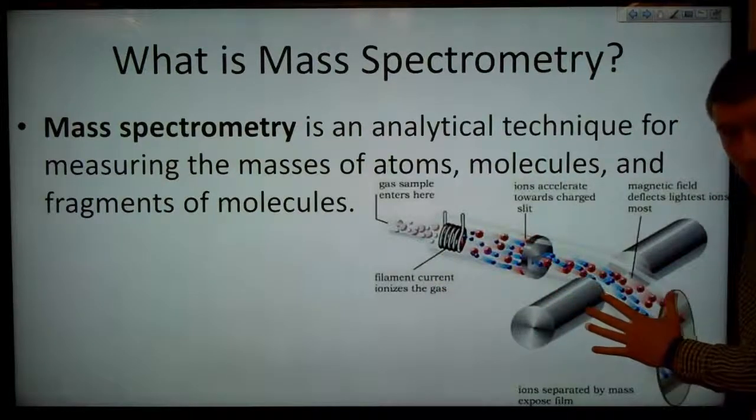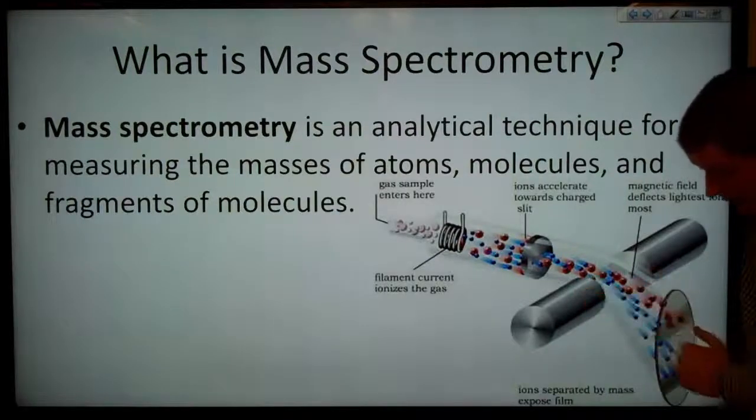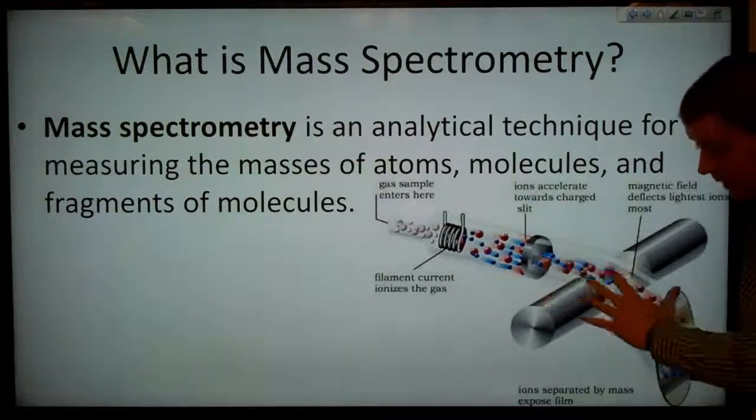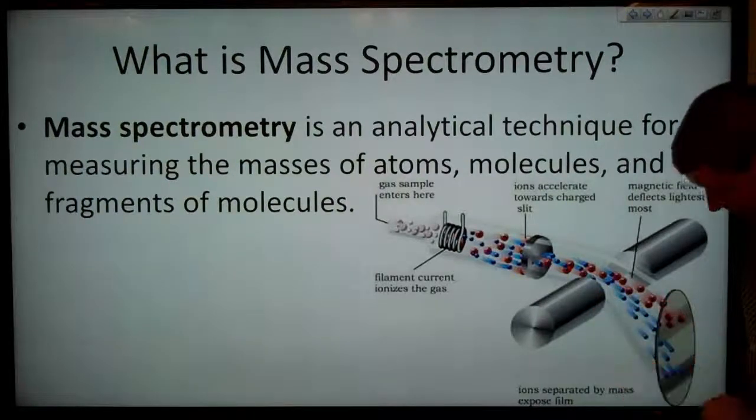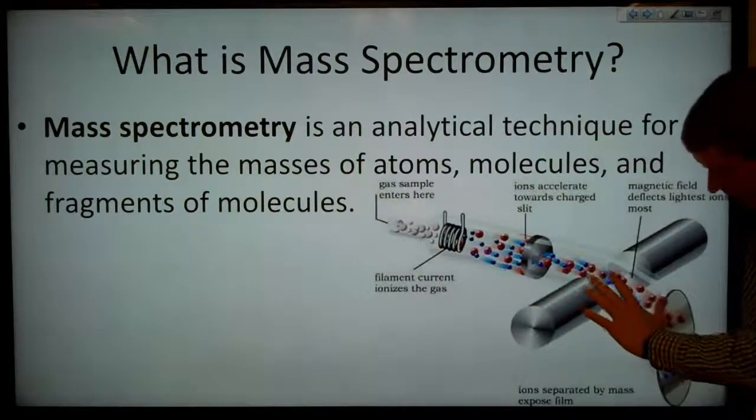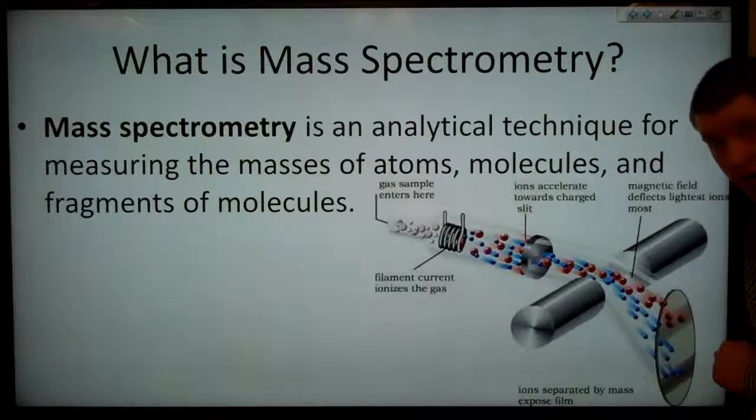We pass them through some separating device, in this case a magnetic field. As we pass those ions through, the lighter ions will be deflected farther, and that means that these blue ones are striking down here on our detector, and the red ones, the heavier ones, will be deflected less, so they may be striking up there on our detector.